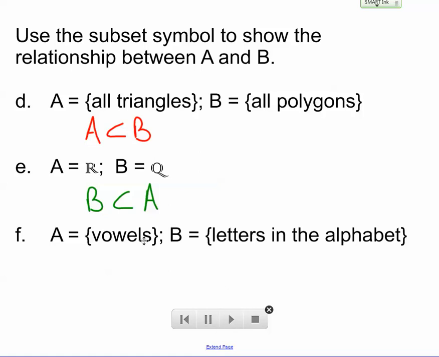All right, and what about vowels and letters in the alphabet? Which one fits inside the other? Well, all vowels are letters of the alphabet, so we would say that set A here is a subset of set B. A is a subset of B because vowels are a subset of all the letters in the alphabet. So there's an example of how to use the subset symbol.